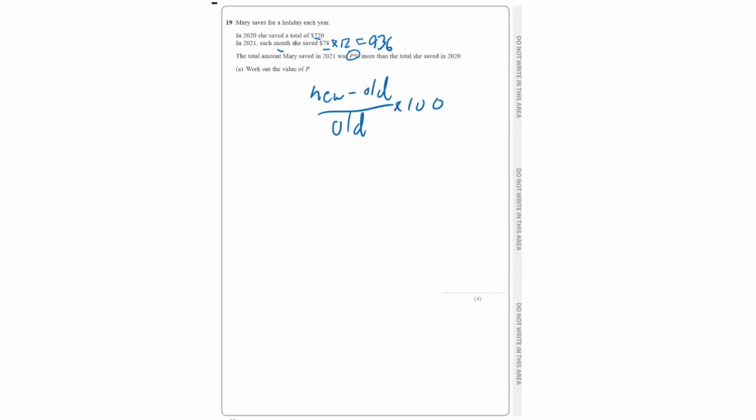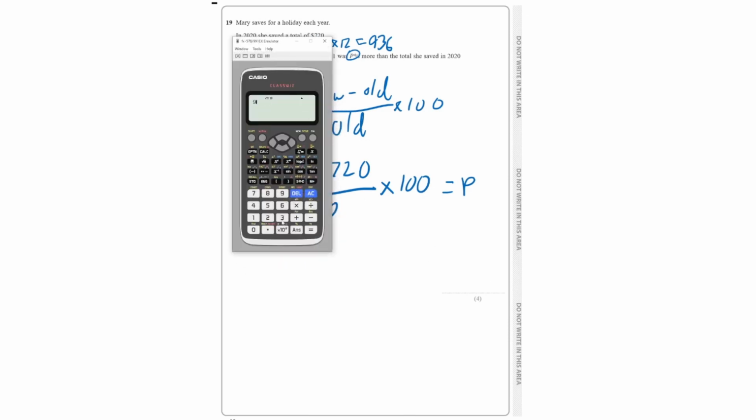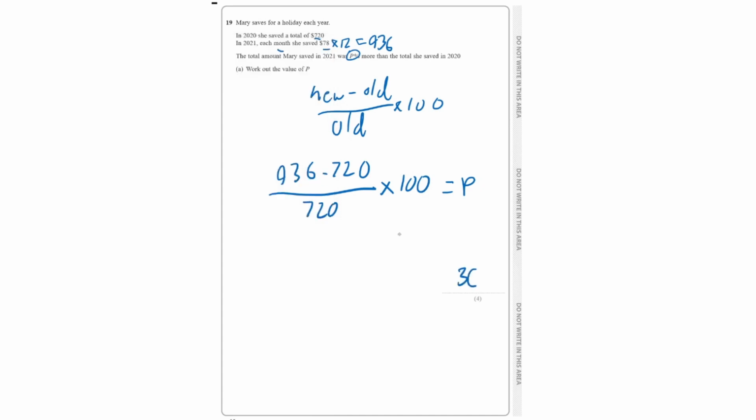Now that we have both totals, we can simply use the equation new minus old divided by old times 100. So the new amount is 936 minus the old amount is 720, divided by the old amount 720, times 100 should give us P. Let's use our calculator here. 936 minus 720 divided by 720 times 100 gives us 30. So P is 30%.